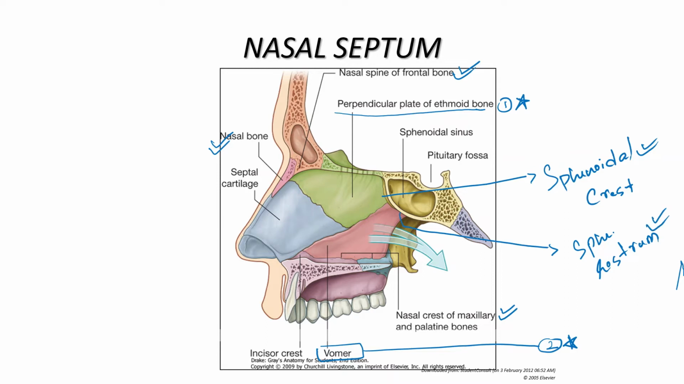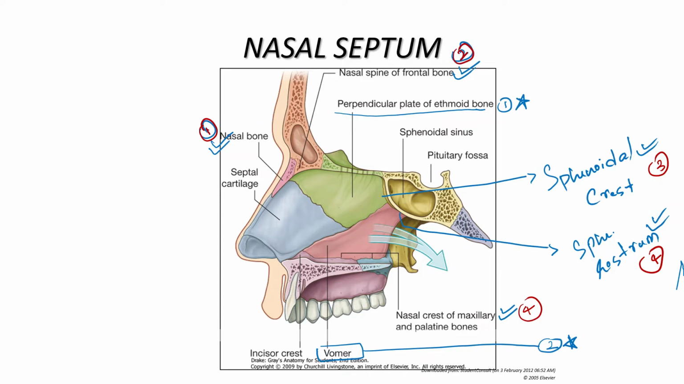The accessory bones include, number one, the nasal bone, then the nasal spine of the frontal bone, next the parts of the sphenoid, that is the sphenoidal crest and the sphenoidal rostrum, and from below, the nasal crest of the maxillary and the palatine bones. So all these bones make up the accessory bones of the nasal septum.